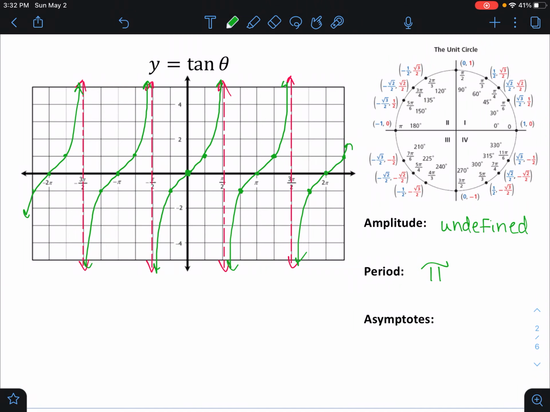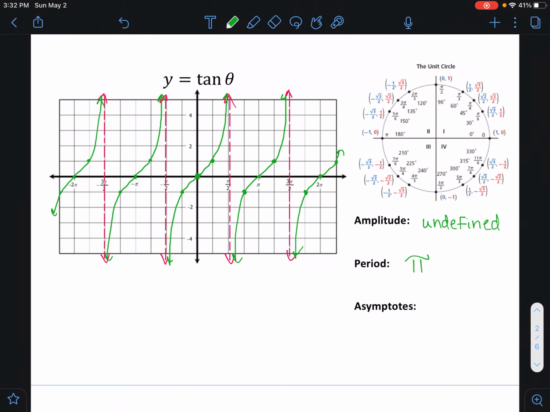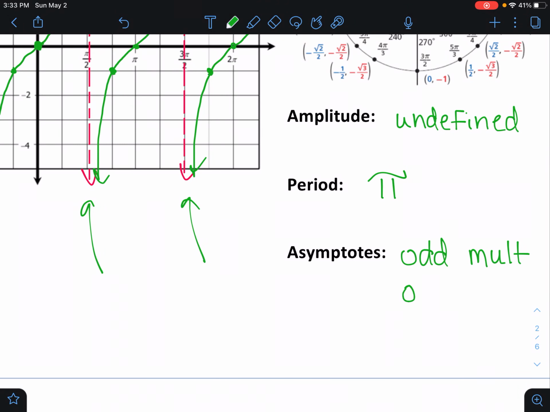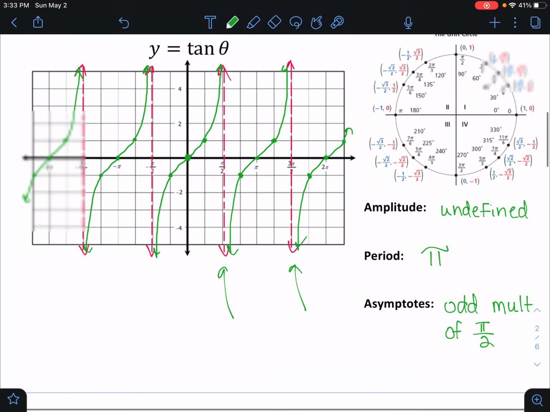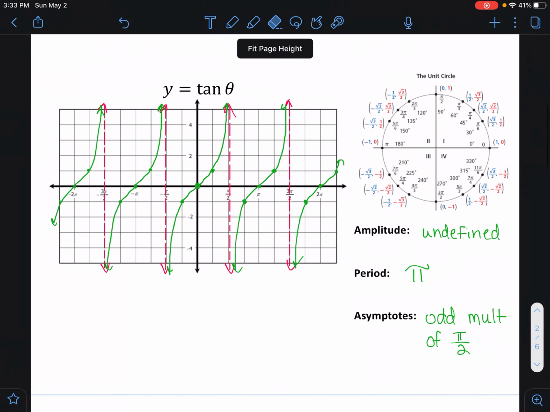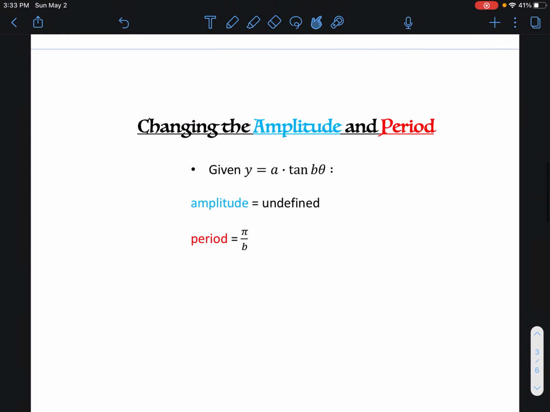And the asymptotes occur here and here. So these are odd multiples of pi over 2. You can see 1 pi over 2, 3 pi over 2, 5 pi over 2. So that's what I'm going to write: odd multiples of pi over 2. That's not something necessarily you need to remember, but it's just kind of helpful as you're thinking about the original graph.